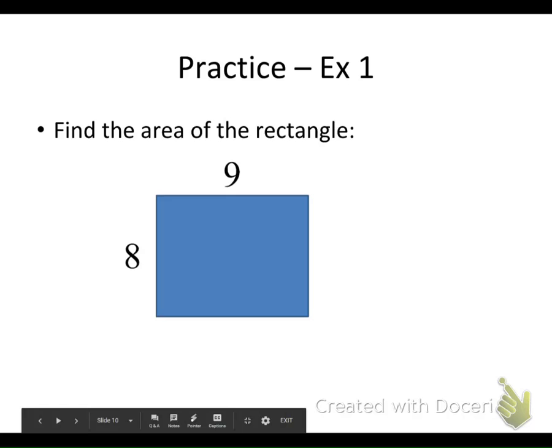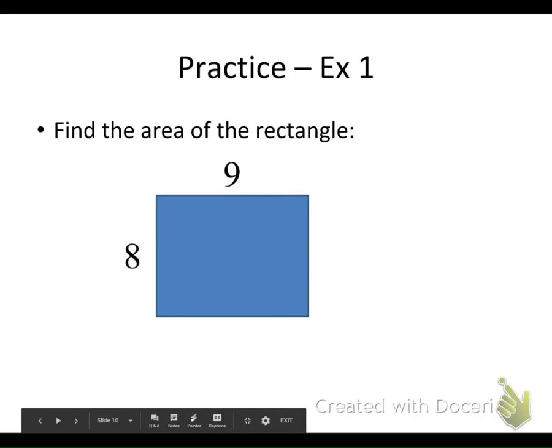So practice example number 1. What I'd like you to see, you do on your note sheet. You first need to label the height of your rectangle. What's the height of your rectangle? Okay. Then you're going to label the width of your rectangle. What's your width? 9. And then we're going to solve because we want to find out what the area of that rectangle is going to be.